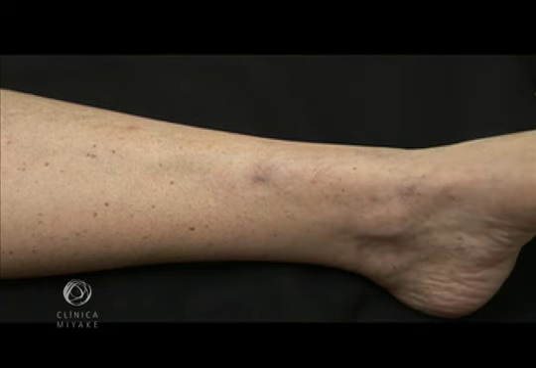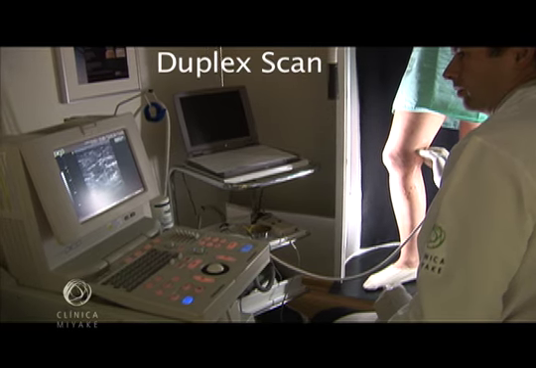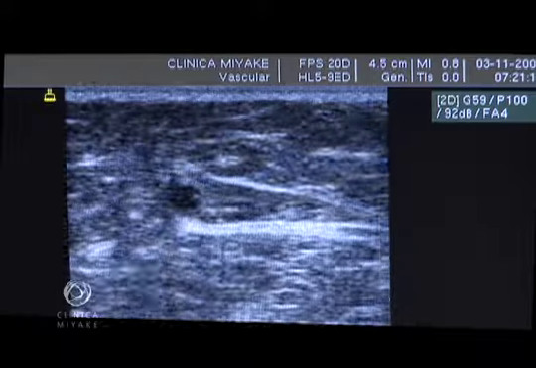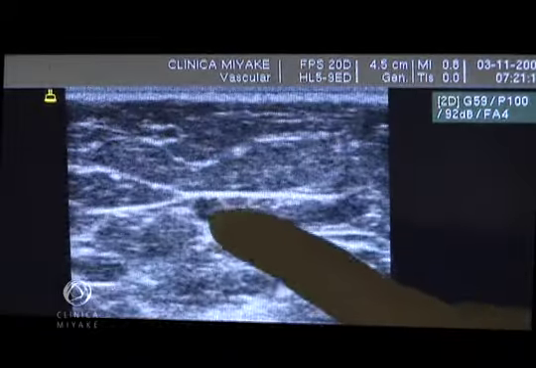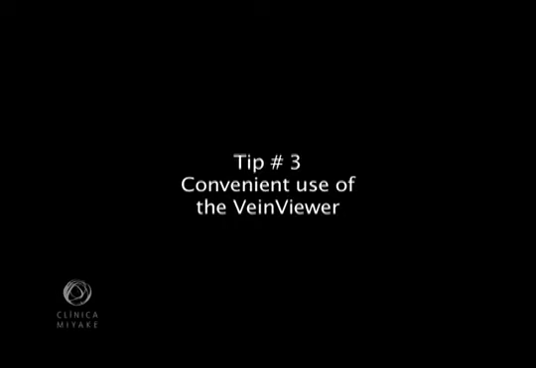Besides clinical exam, feeder veins may be found through contrast venogram, transillumination, ultrasound, and now the vein viewer. Tip number 3. The convenient use of the vein viewer.